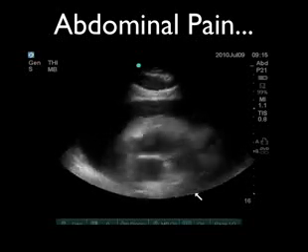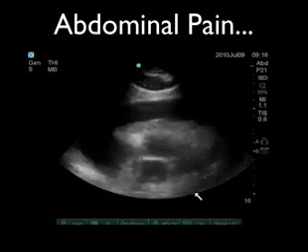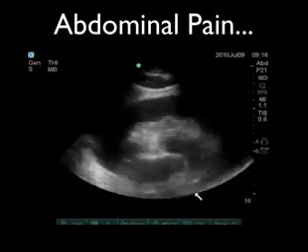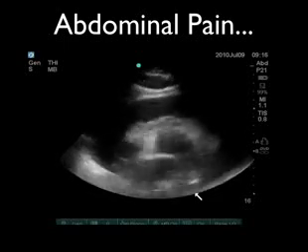The patient had abdominal pain. Yeah, there's some language barrier there. They came for the abdominal pain. They stayed for the pericardiocentesis.